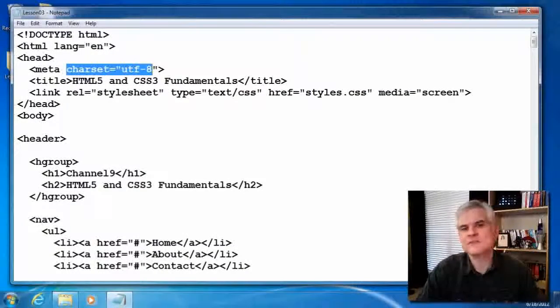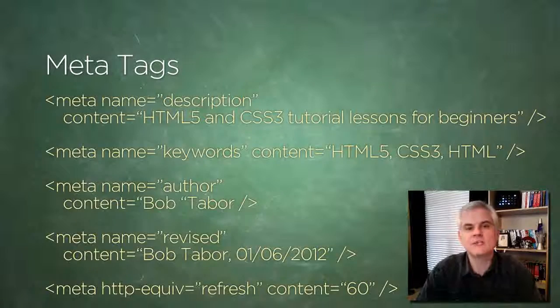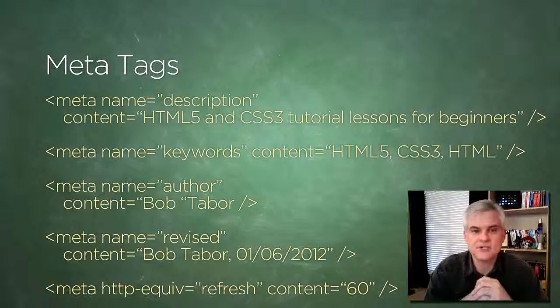Okay, so what other types of meta tags could be added instead of or in addition to the charset UTF-8? Well, take a look on screen. I've got a couple of examples here. We have a description, a keywords, an author, a revised, and then also a refresh.